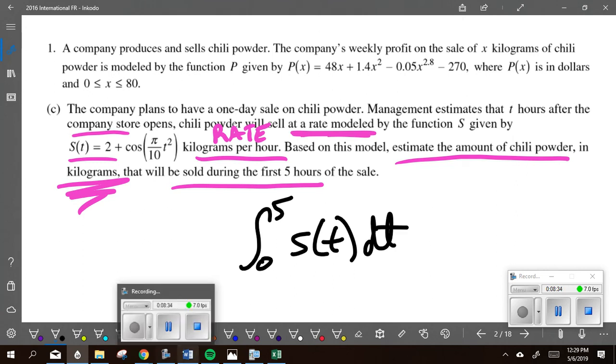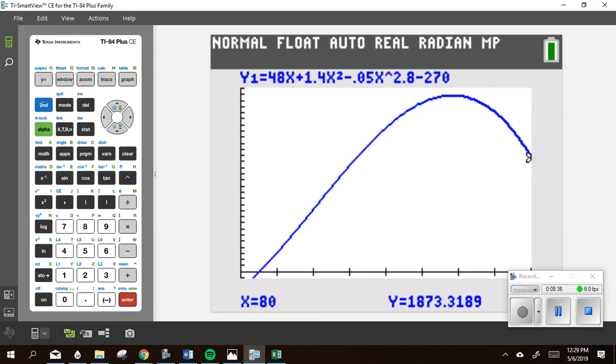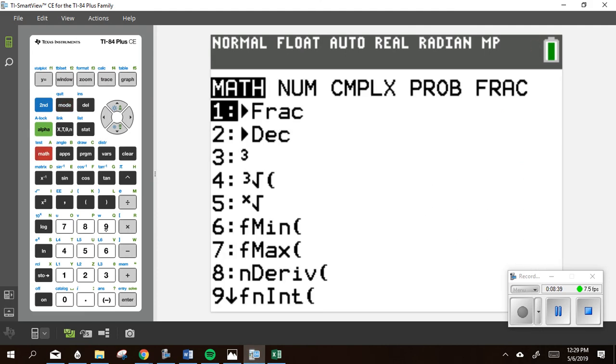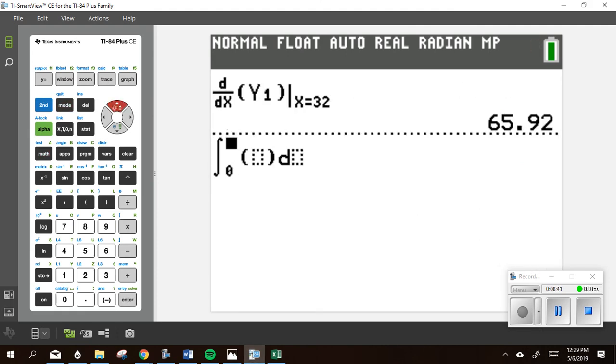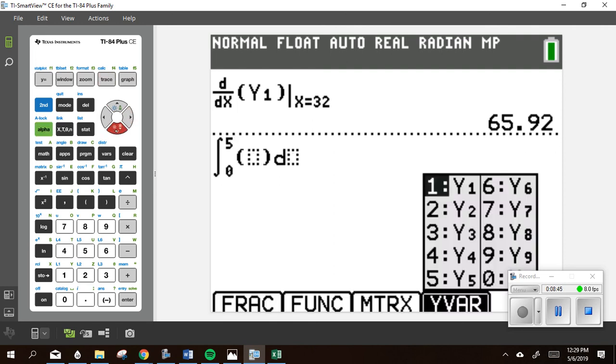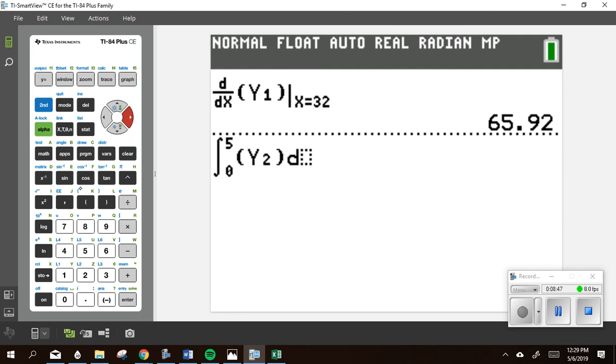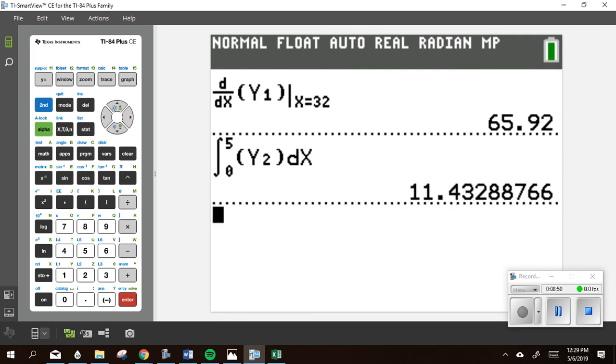So in my calculator, I already typed it in. I'm going math 9 from 0 to 5. That function that we had right there, I already have that typed in as y2, dx. Hit enter. Boom. That's my answer: 11.432 or 11.433.